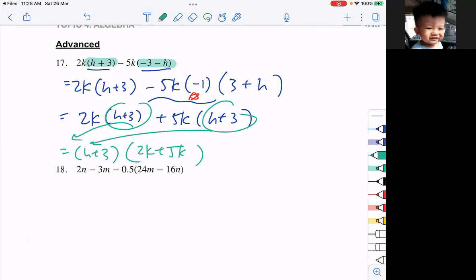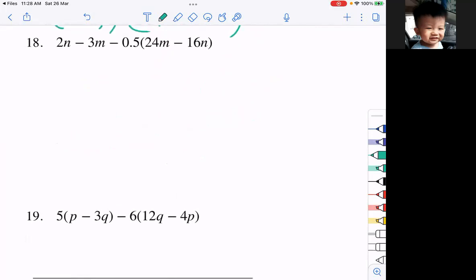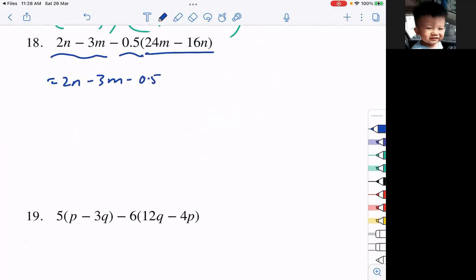Then 18. Here nothing to do. Here nothing to do. I copy them. But here I can factorize something. What can I factorize out of the last bracket? Here.